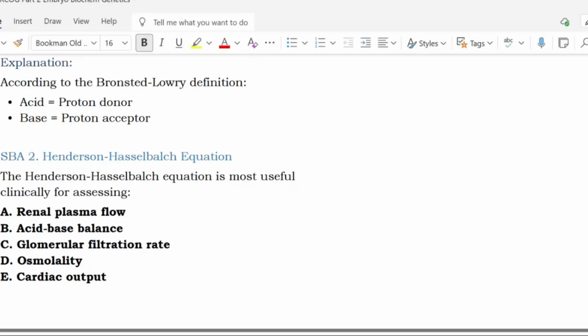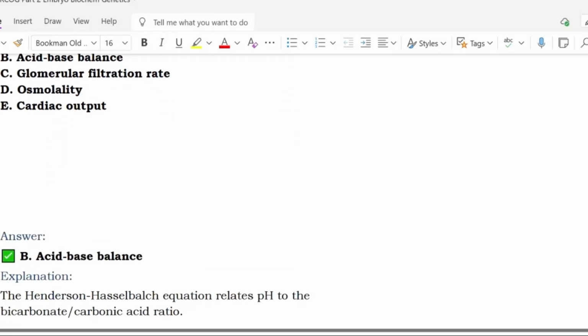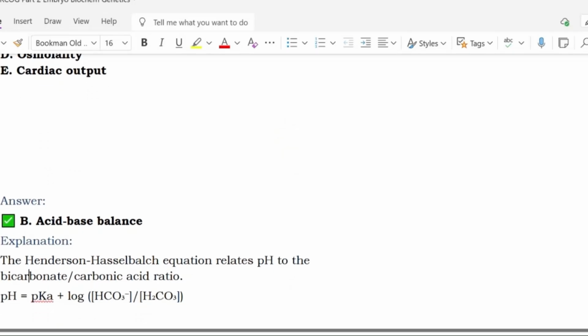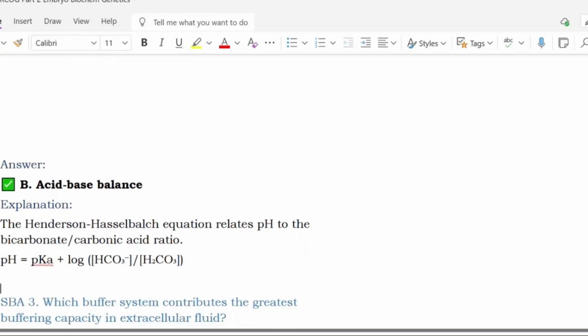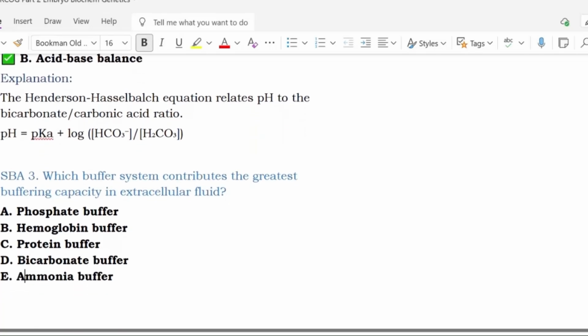Henderson-Hasselbalch equation is most useful clinically for assessing: A, renal plasma flow; B, acid-base balance; C, glomerular filtration rate; D, osmolarity; and E, cardiac output. Sir, answer is B, acid-base balance. Correct. So the Henderson-Hasselbalch equation relates the pH to the bicarbonate to carbonic acid ratio. So pH equals pKa plus log of bicarbonate upon carbonic acid.